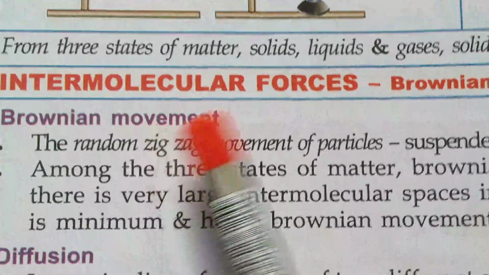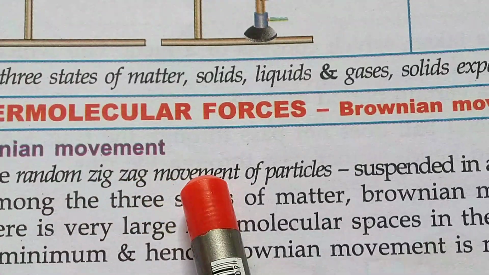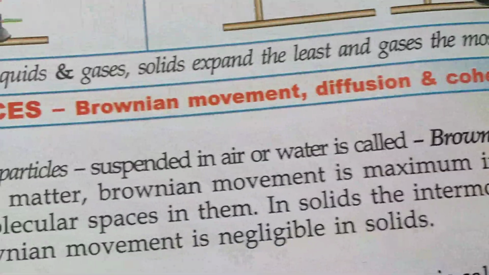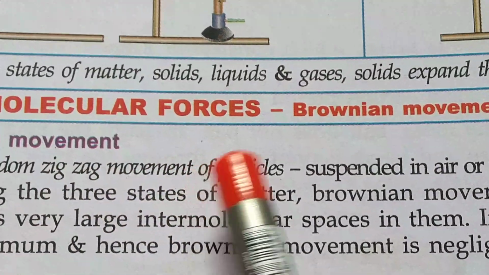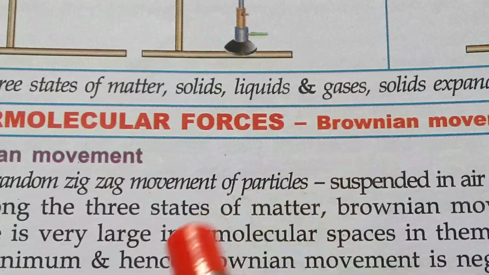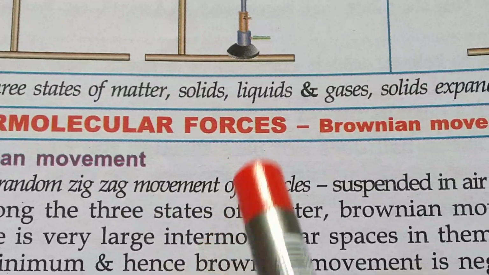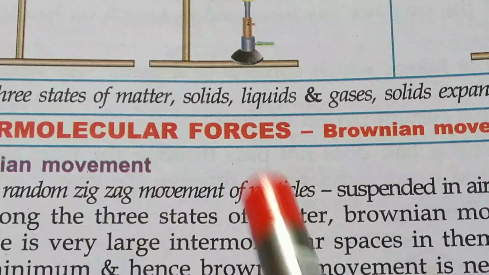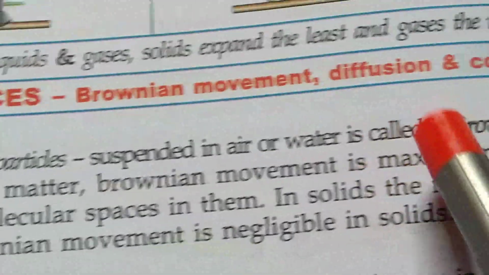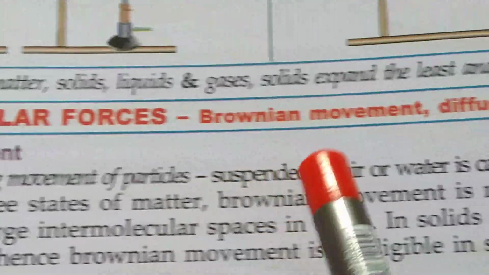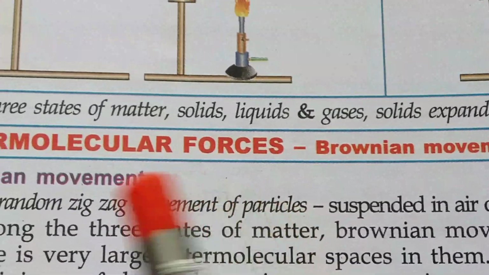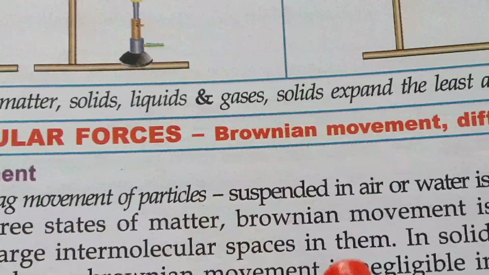First, Brownian movement. The random zigzag movement of particles suspended in air or water is called Brownian movement. It means the particles always float in air or liquid in a zigzag movement. They are not systematically arranged. The movement is zigzag, from here to there and there to here. We can observe Brownian movement in either gas or liquid.